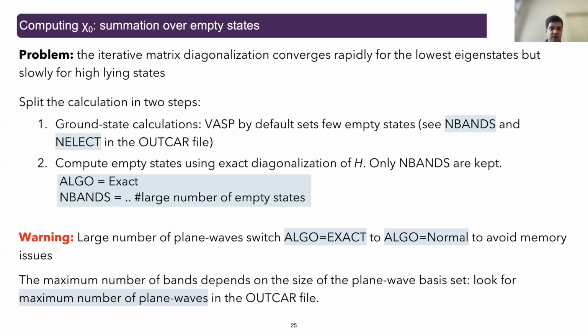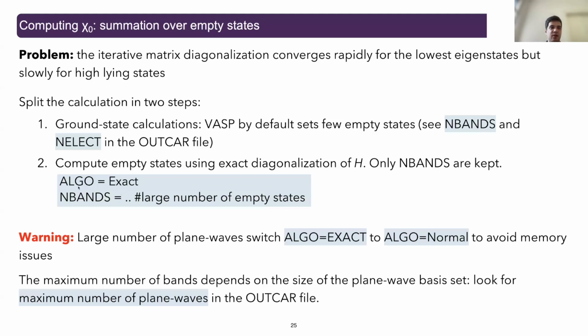And so in general, we advise that you split your calculations in 2 steps. First, you perform a ground state calculation, and you should note that VASP by default, to accelerate convergence, will add a few empty states. You can check this once your calculation is done in your OUTCAR file by checking for the variables NBANDS and NELECT. The second step is to compute empty states using exact diagonalization of the Hamiltonian. In this calculation, VASP will keep the number of NBANDS that you set in your INCAR file.